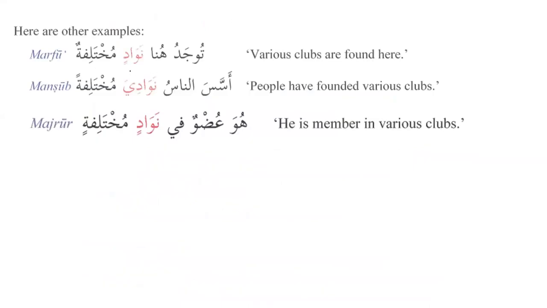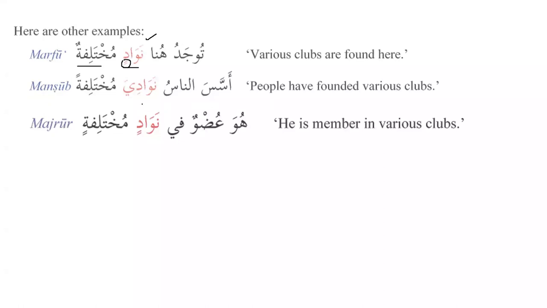Tujadu huna nawadin mukhtalifatun. We are talking about various clubs are found here. So nawadin is marfu and mukhtalifatun is also marfu. So this is mawsuf and this is sifa, and we know that mawsuf and sifa are equal in number, gender, capacity, and status. However, nawadin, as we know that this is ismul manqus, that's why the ending is shown with kasratan. So nawadin mukhtalifatun, various clubs.